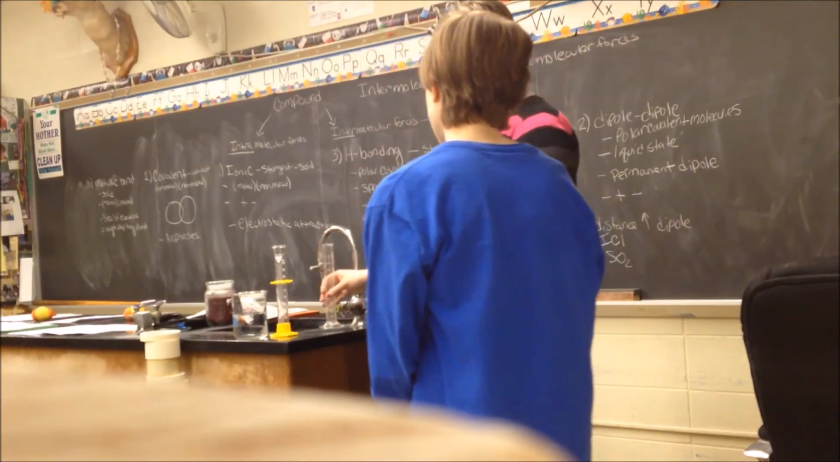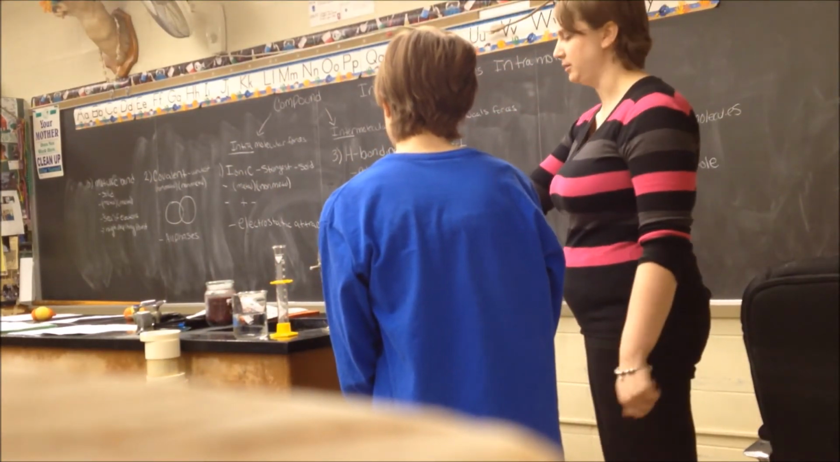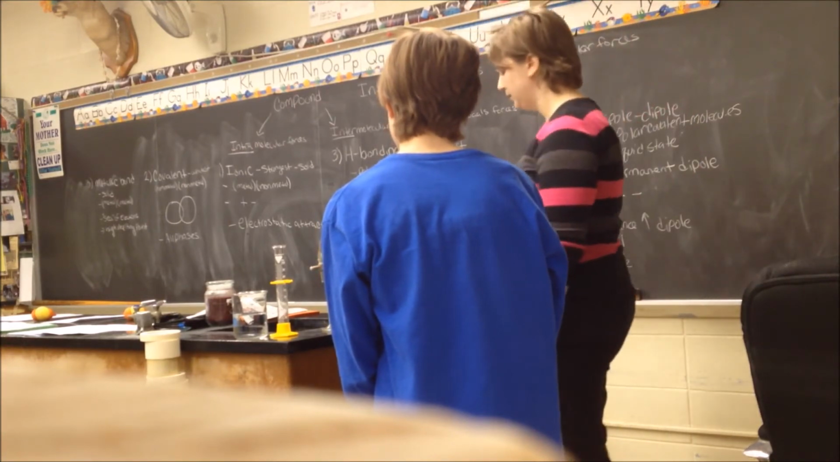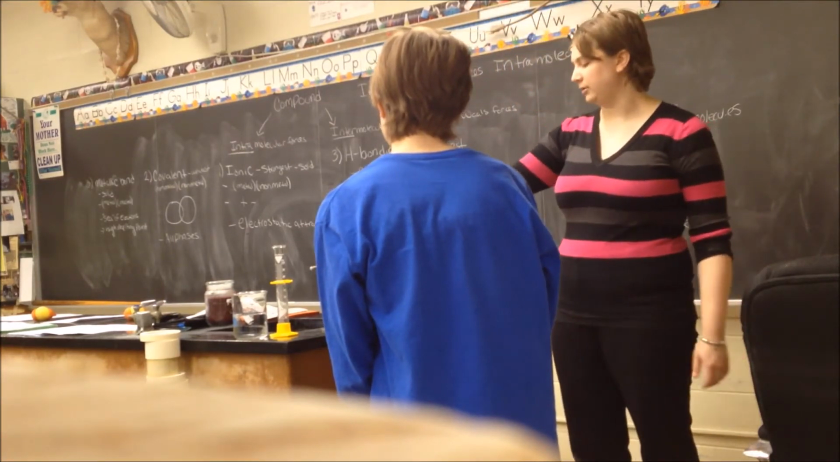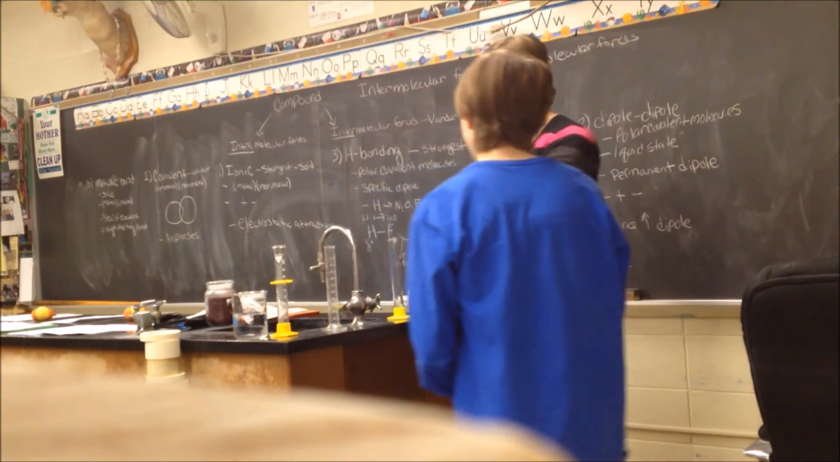Okay. So I need you to put 50 milliliters of distilled water into this beaker, or graduated cylinder, and 50 milliliters of ethyl alcohol into this graduated cylinder. So do that first.